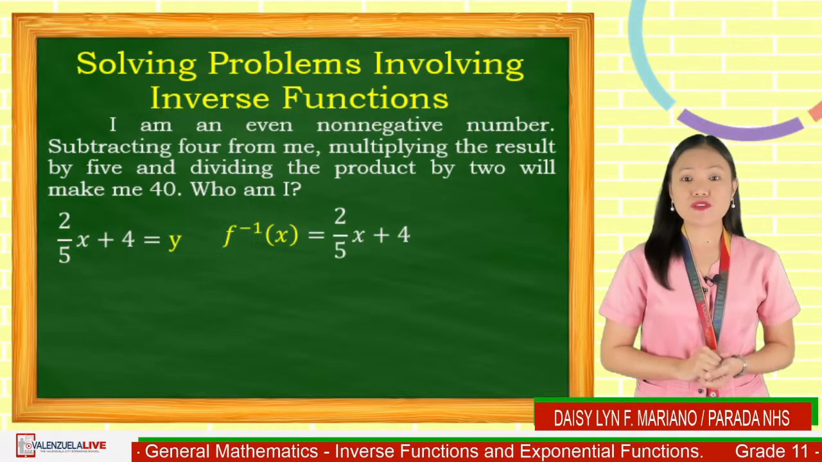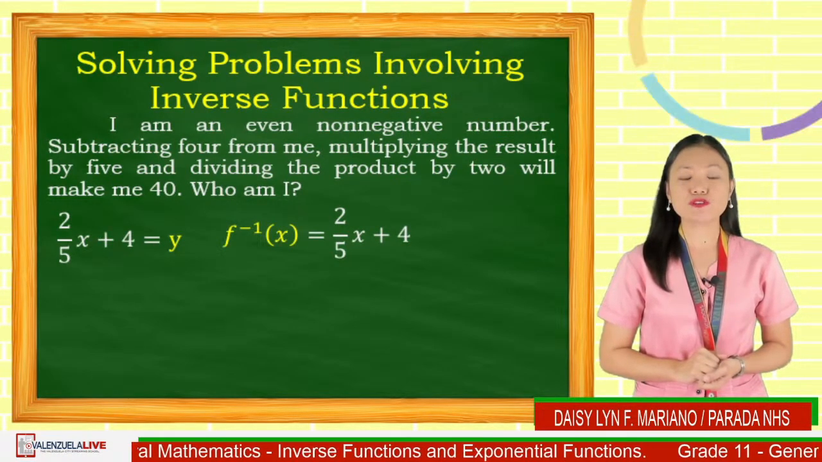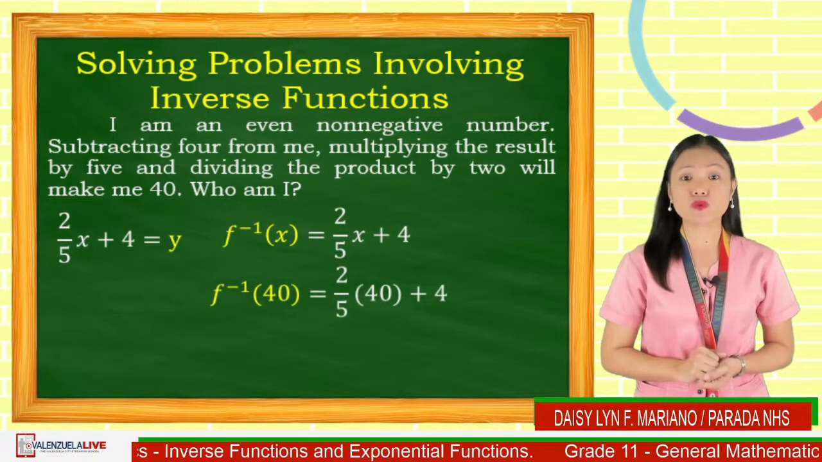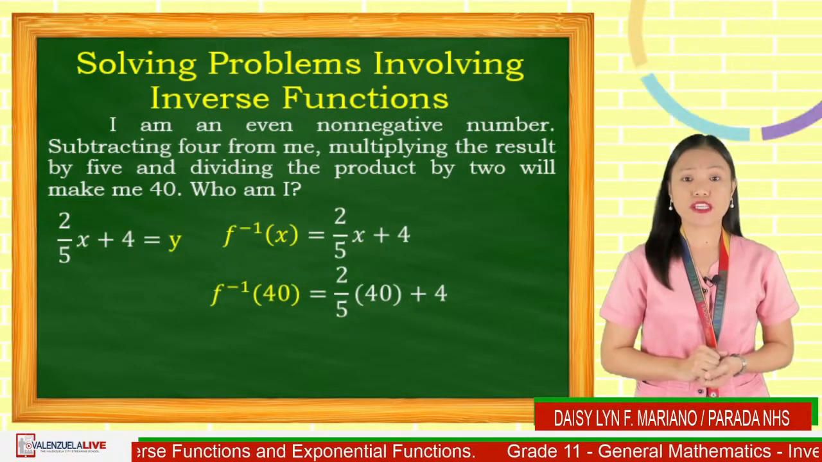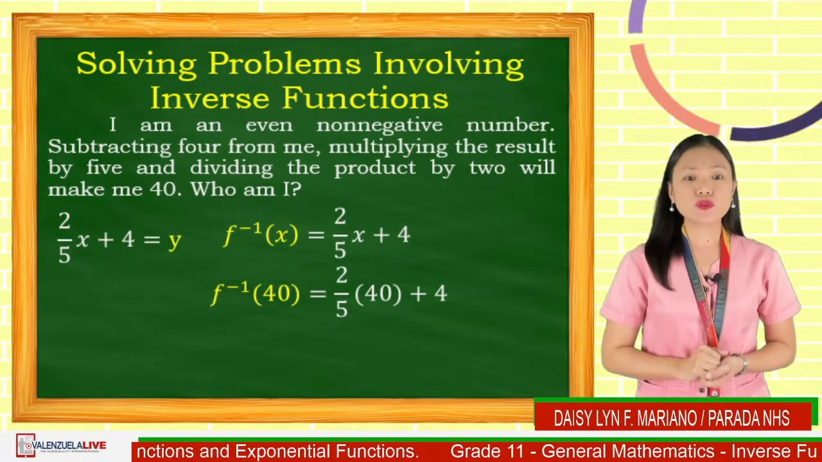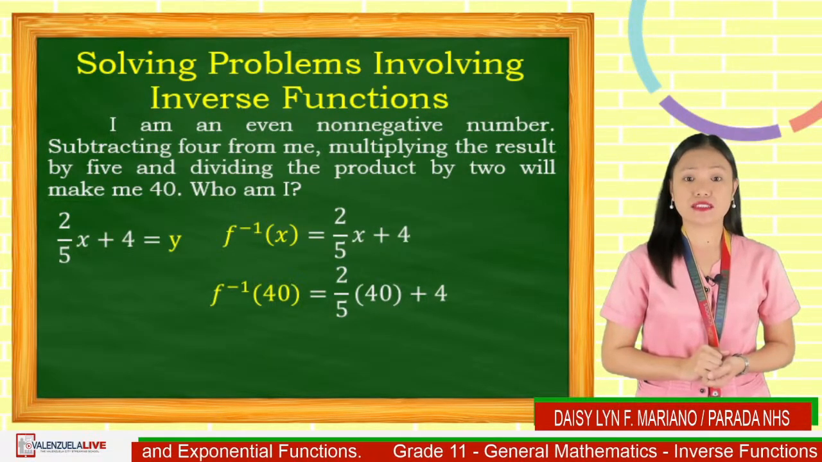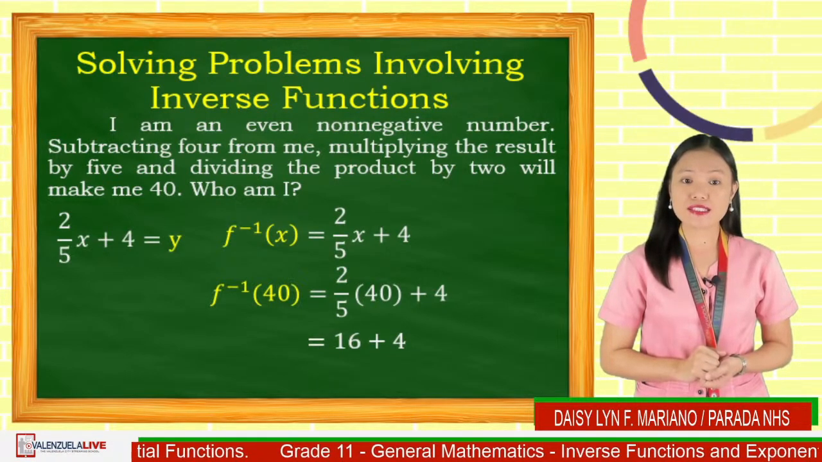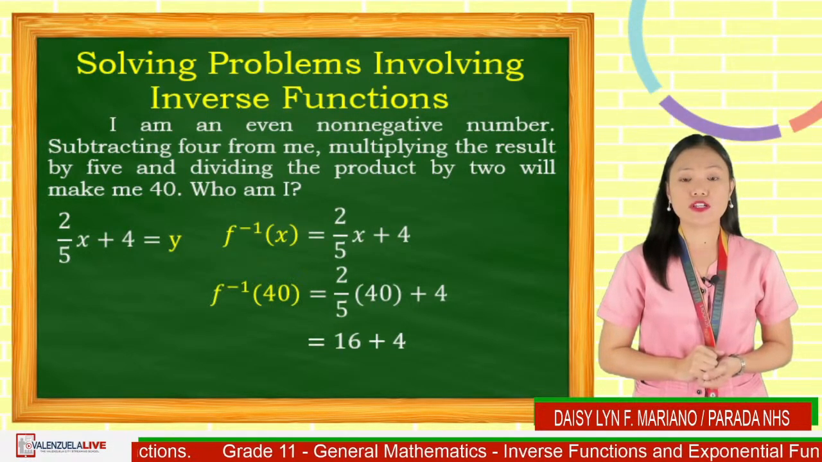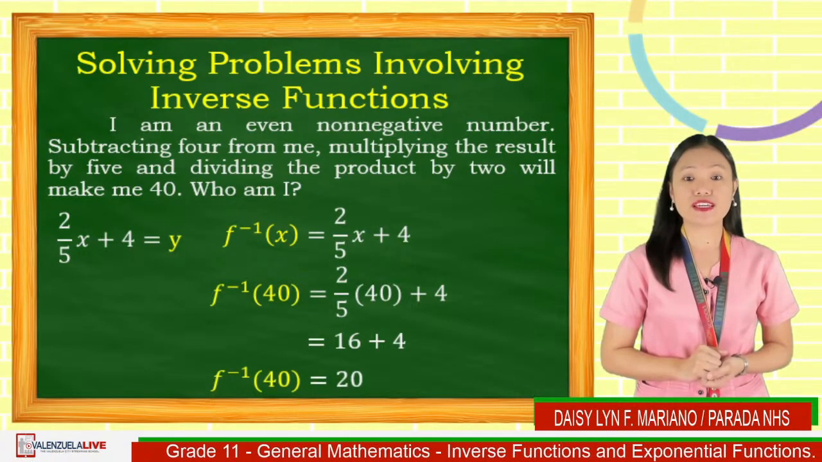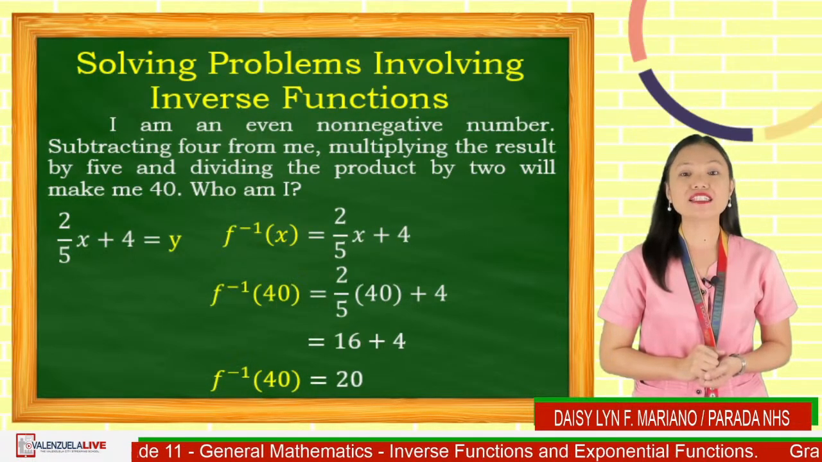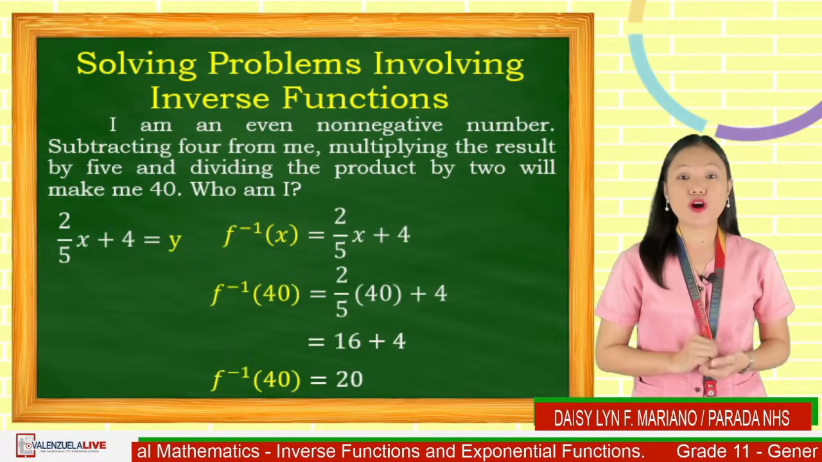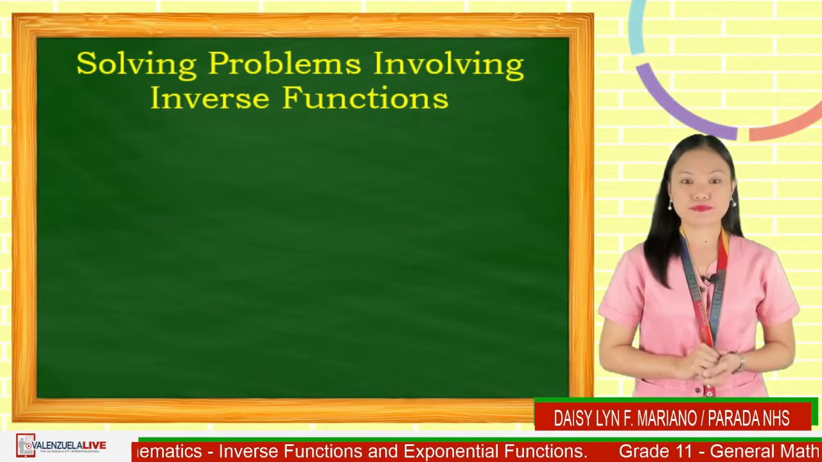Now that we get the inverse function, let us substitute 40. We have f inverse of 40 is equal to 2 over 5 times 40 plus 4. But 2 over 5 of 40 is 16. So we have 16 plus 4. Last, add 16 and 4. So we have f inverse of 40 is equal to 20 as the final answer. Let us now move on to our next example.